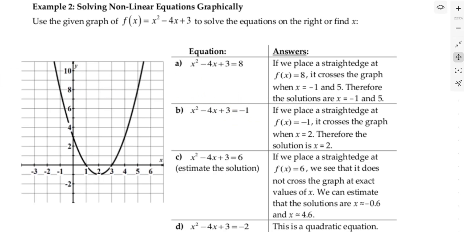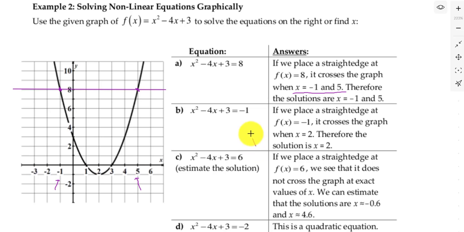For example, if I were to ask you to solve this equation for x, I'm asking you what value of x would give me 8. The way you'd handle this would be to draw a line at y equals 8 and look for the intersection. You can see we have two intersection points here, right? One's here, that looks like x equals negative 1, and we have an intersection here, looks like x equals 5. So your answer would be x equals negative 1 and x equals 5.